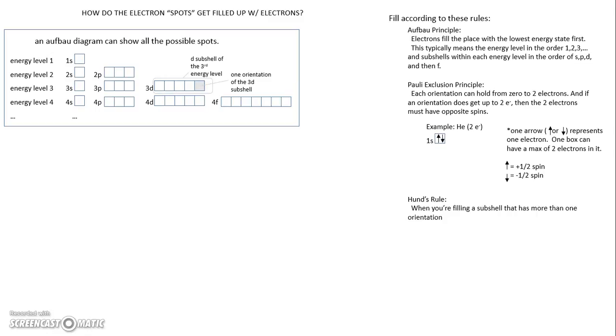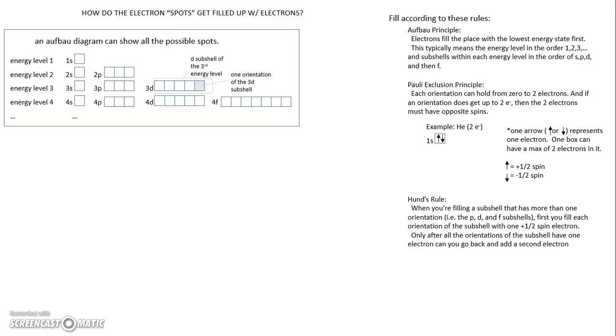And then we have Hund's rule. When you're filling a subshell that has more than one orientation, that is the P, D, and F subshells, not the S subshell, which only has one orientation, first you fill each orientation of the subshell with 1 plus 1/2 spin electron. Only after all the orientations of the subshell have 1 electron, only then can you go back and add a second electron. Of course, a minus 1/2 spin so that they have opposite spins in each orientation. But only then can you add another electron, double up in each orientation.